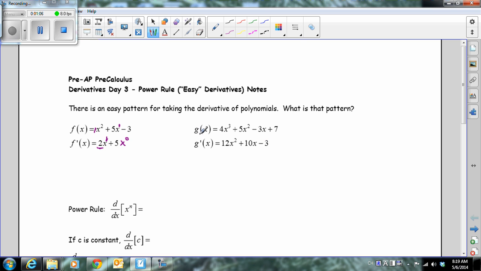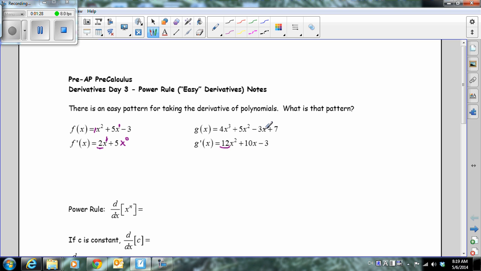So on g of x, I will have g of x equals 4x cubed plus 5x squared minus 3x plus 7. The 3 will move to the front, multiply the 4 to give us our 12. The power 3 will drop by 1 to give us x squared. Same thing on 5x squared. The 2 moves to the front, multiply the 5 to give us the 10. The power of x squared drops by 1.